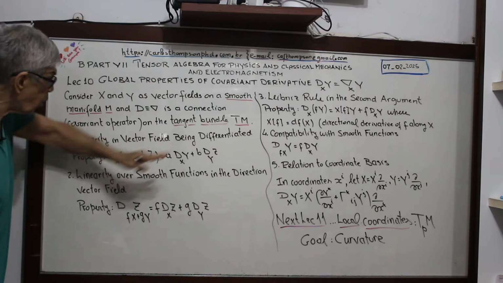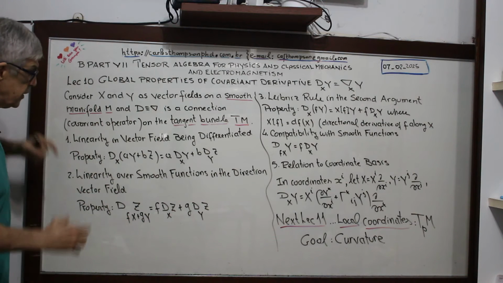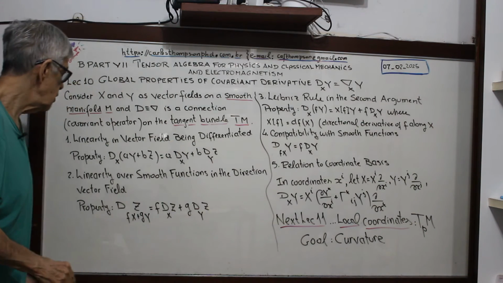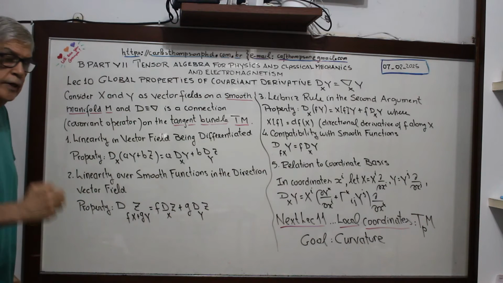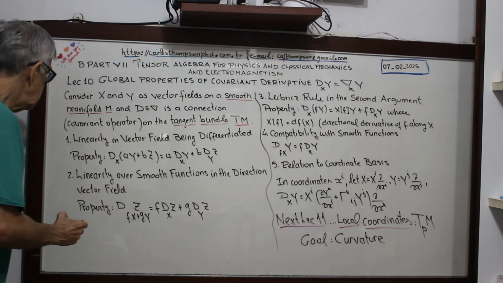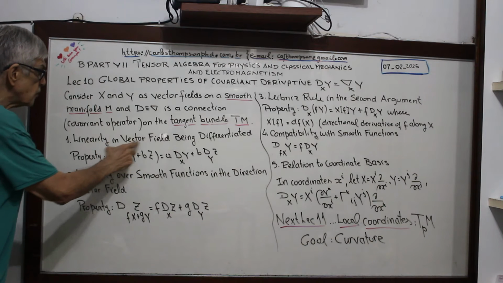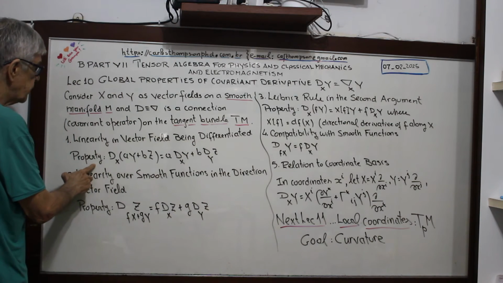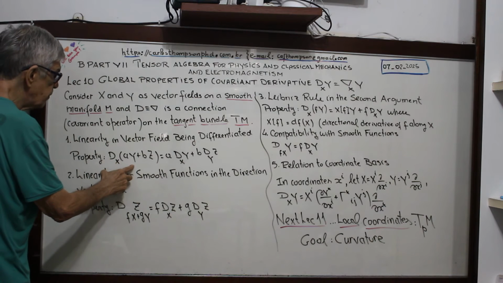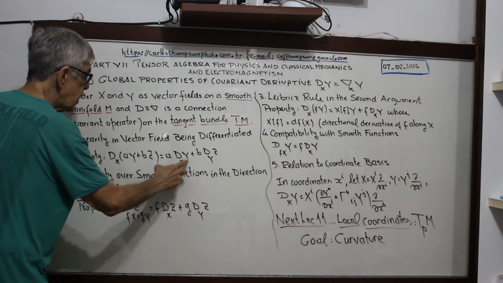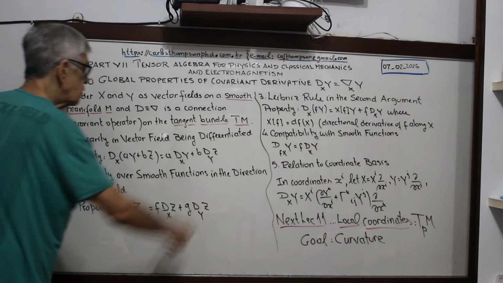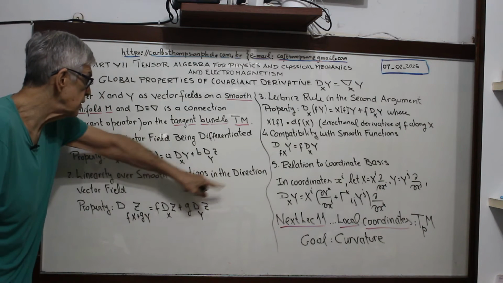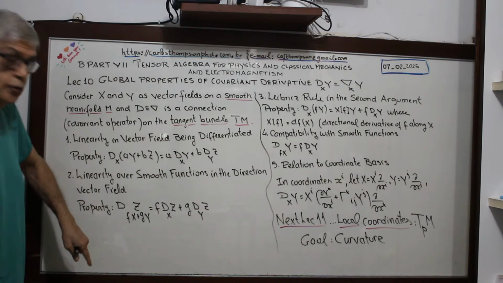Now, these properties here will be derived in lecture 11, when you talk about the local coordinates at point P. So the first is linearity in the vector field being differentiated: D_X(aY + bZ) is a D_X Y + b D_X Z. Number 2, linearity over smooth functions in the direction of the vector field.